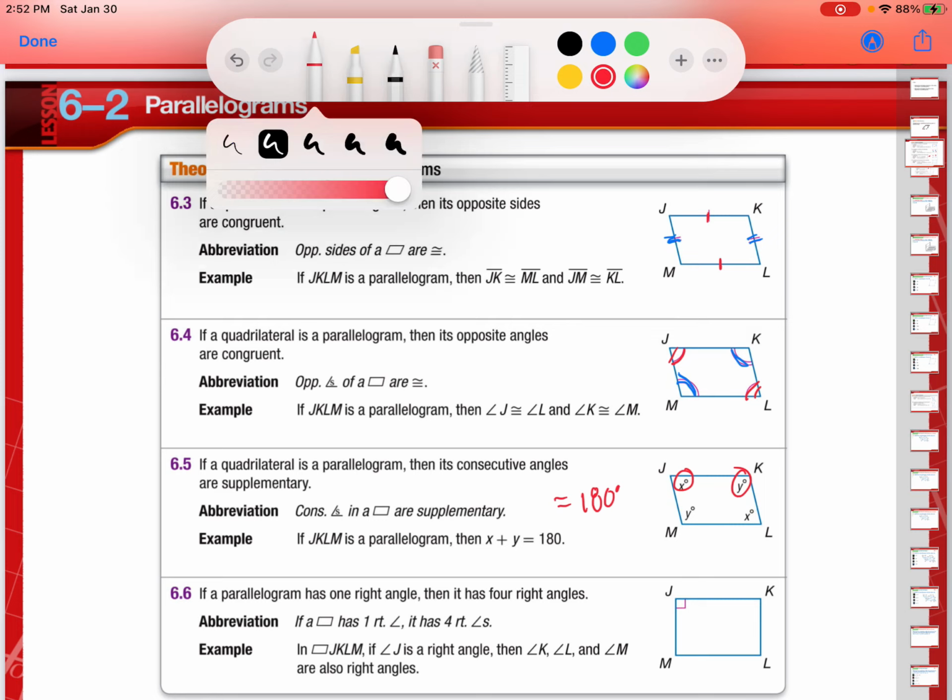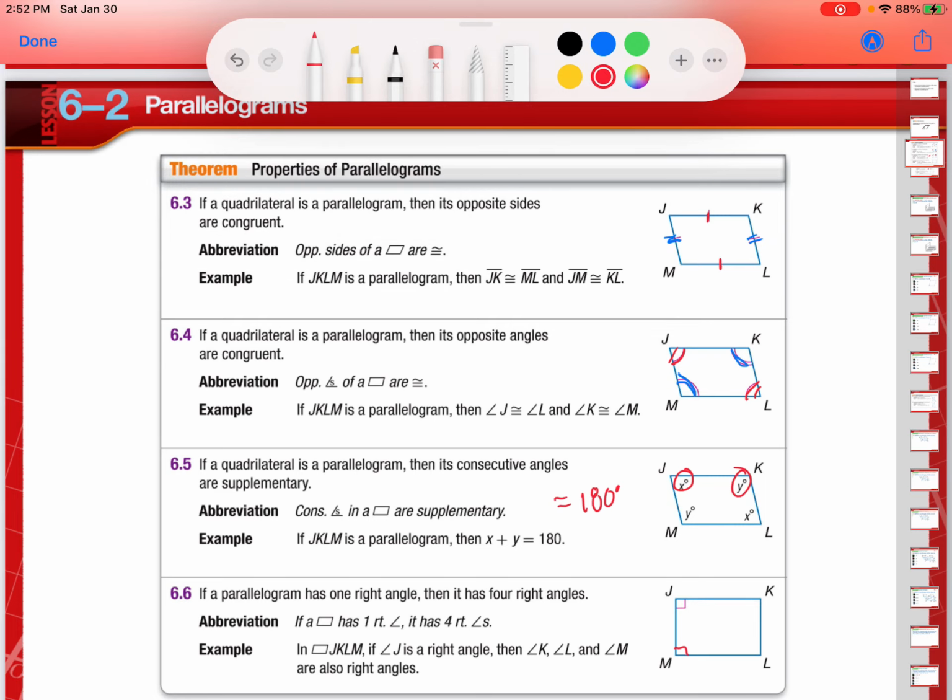If a parallelogram has one right angle, then it has four right angles. So if one angle in a parallelogram is a right angle, then you can go ahead and say all of them are right angles. And the reason for this is, let's just say we know J is a right angle. Well, we know L has to be congruent to angle J, since they are on opposite sides connected by that diagonal. So those two angles are congruent. And then they also told us that consecutive angles are supplementary.